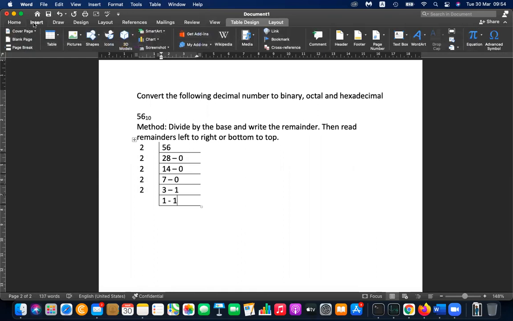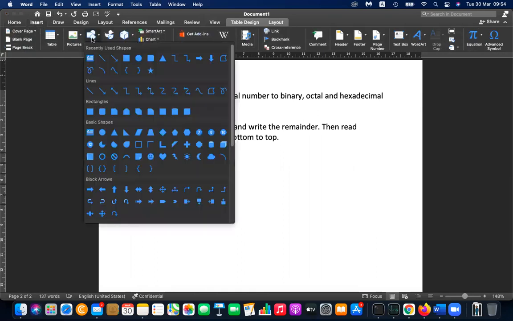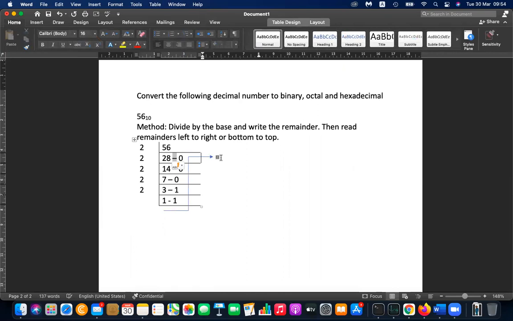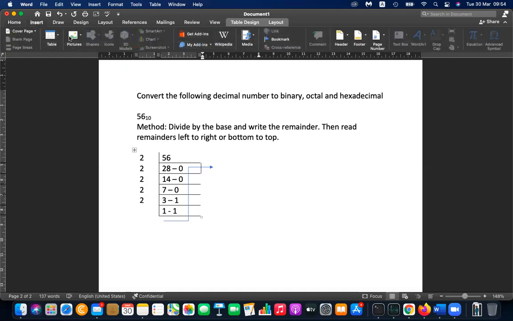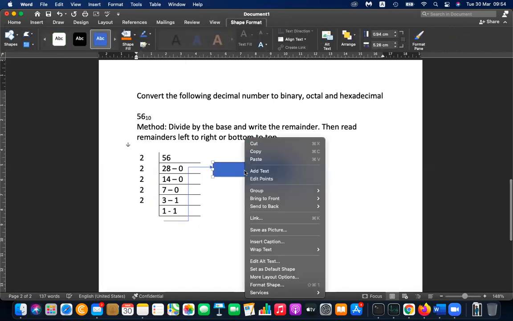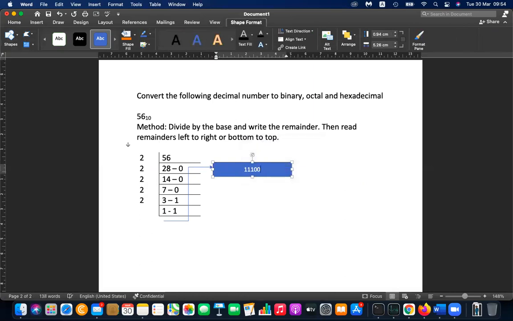Then you have to take the remainders from bottom to top. No need to further divide, because all the digits are now in binary. So you can now write the number over there. It is 111000 in binary. That is how the conversion happens.